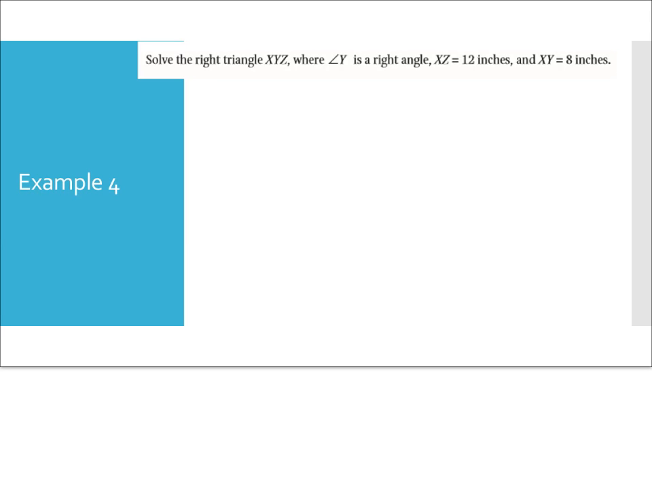Okay, we're rolling. Example 4. Let's draw our own picture again. Solve the right triangle XYZ where Y is the right angle. So I'm going to put Y at my right angle and put in X and Z. And let's follow the rest of the information. Length XZ is 12 inches. Length XY is 8 inches.